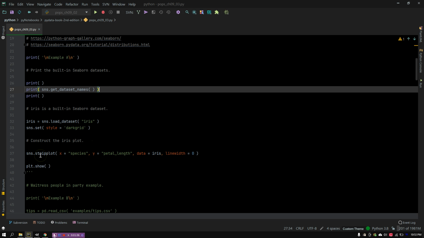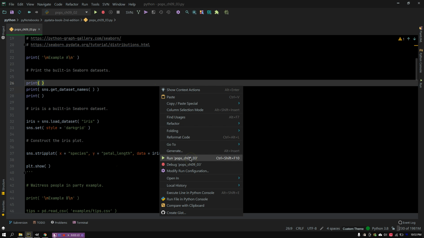Okay, this one's called a strip plot. X is going to be the iris's species. Y is going to be the petal length. The data is iris, and the line width is 0 right now. We're going to see what that means in a moment.